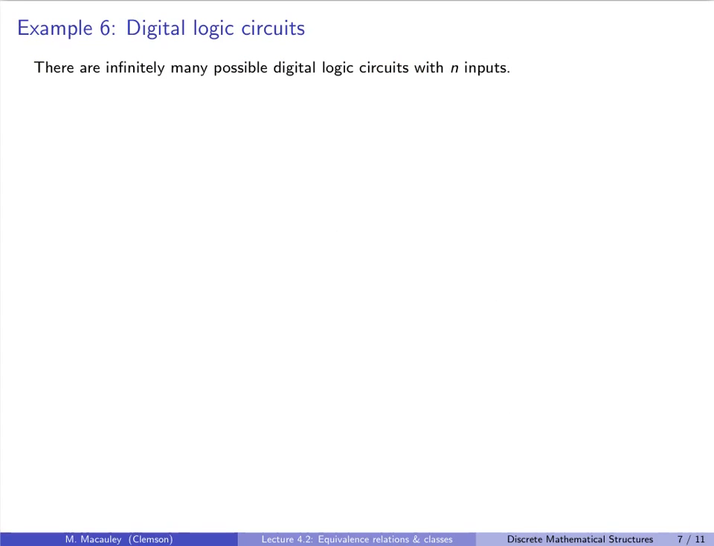For our next example, notice that there are infinitely many possible digital logic circuits with n inputs. One reason why you can see there's infinitely many of them is that you can just keep stringing together nots, to get a chain as long as you want.